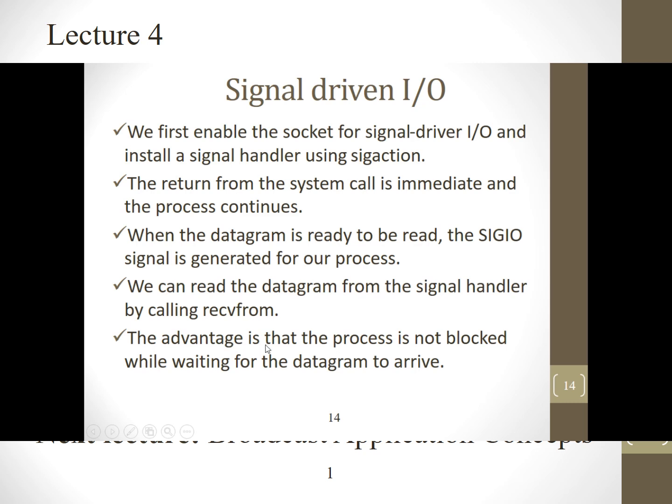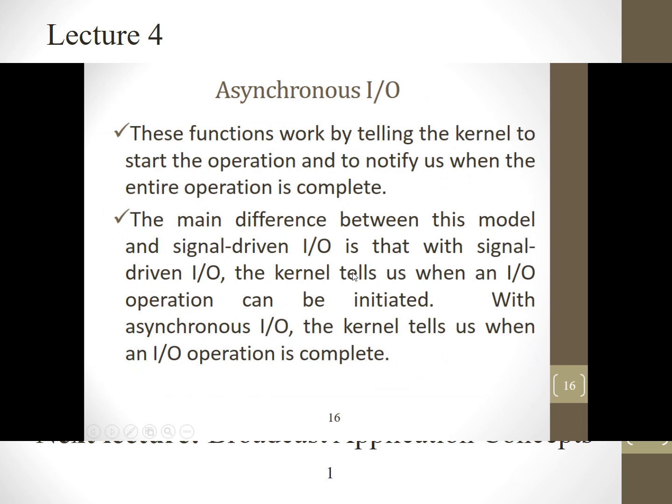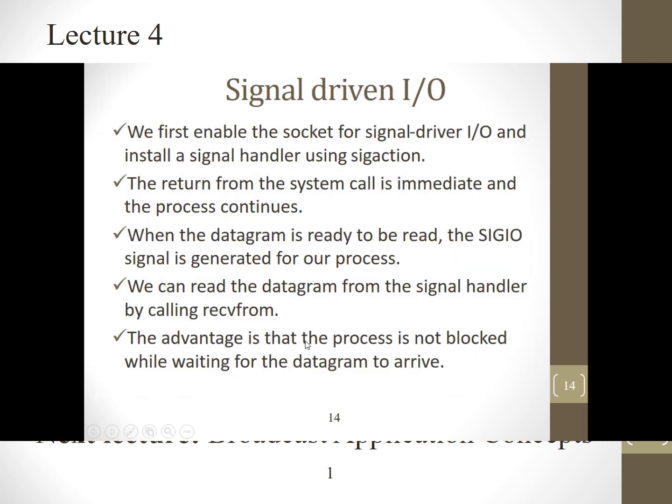So the advantage is that the process is not blocked. Definitely, how will the process be blocked? When sigaction has installed the signal handler and there is no system call waiting, there is nothing waiting for the data to be ready, for the datagram to be ready. The advantage is that the process is not blocked while waiting for the datagram to arrive.